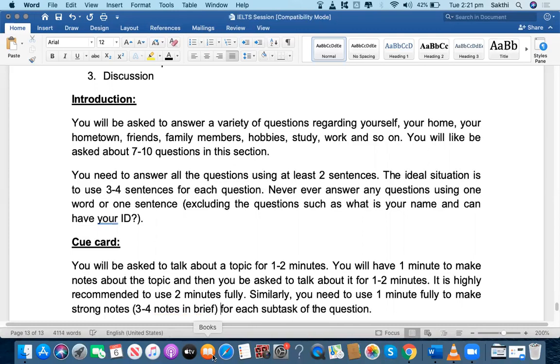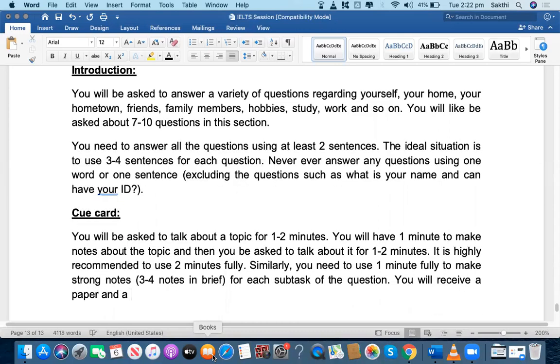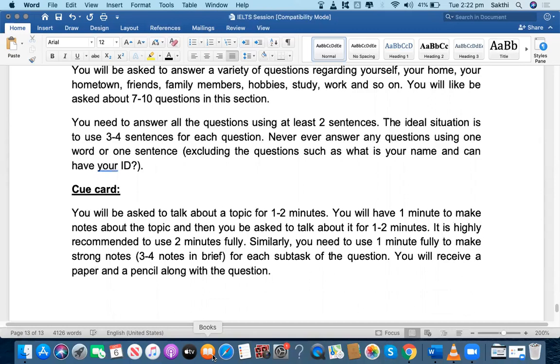Can we use paper, pen, or something to prepare? Yes, they are going to give you a pencil and a paper. You will receive a paper and a pencil along with the question, for both general and academic. You might have forgotten that. I didn't take any note for speaking. But this time you must do it.